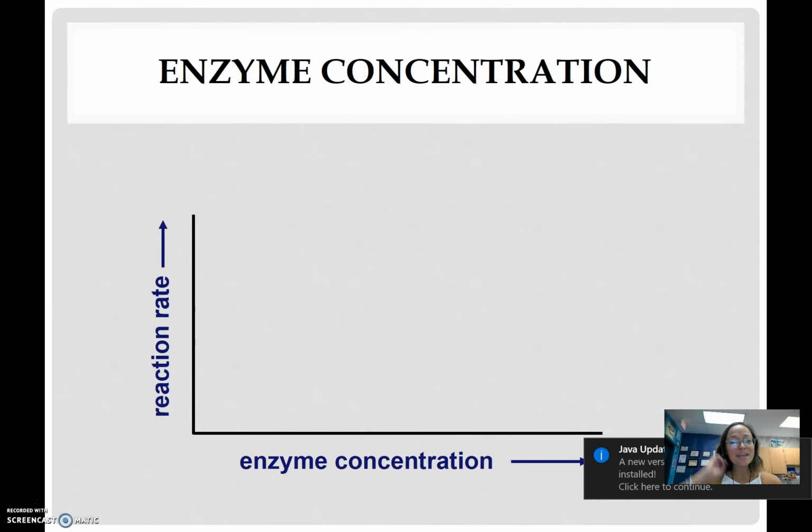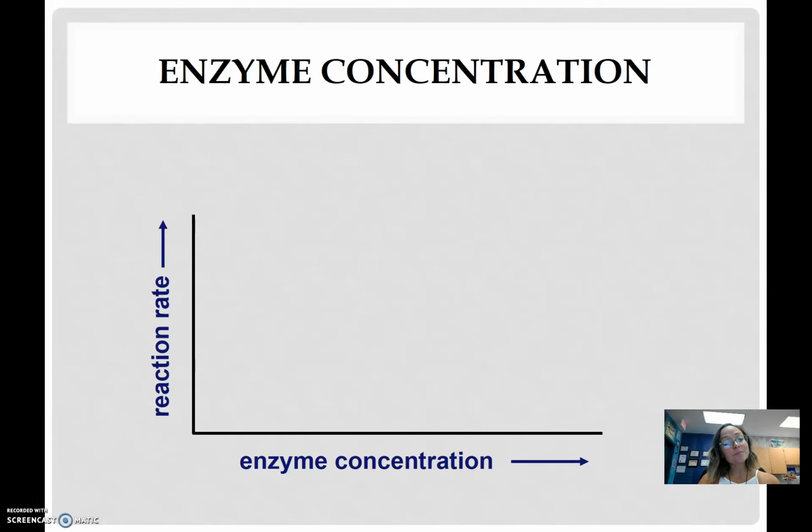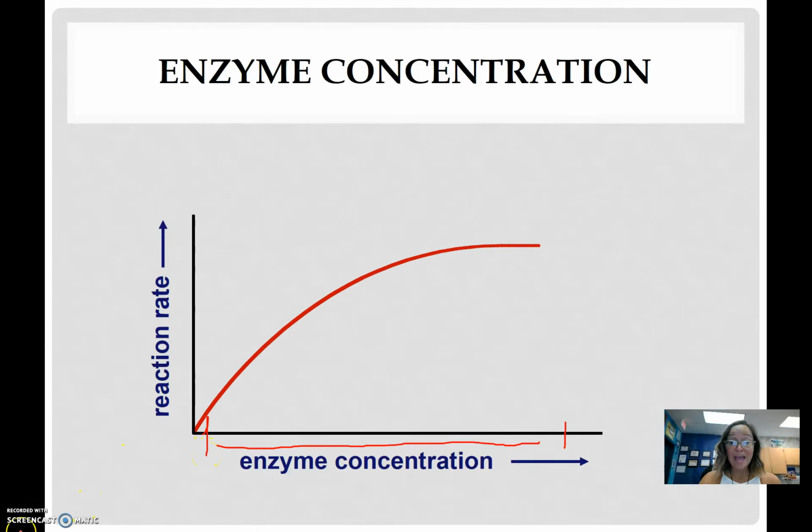Okay, so when we look at enzyme concentration, on the y-axis we have reaction rate, and along the x we have enzyme concentration. As the enzyme concentration increases, we move towards the right. So right here would be a high amount of enzyme, and over here would be a low amount of enzyme. We can see here that initially, as you increase the amount of enzyme, the reaction rate also increases, but eventually it begins to level off. So let's go ahead and see why.